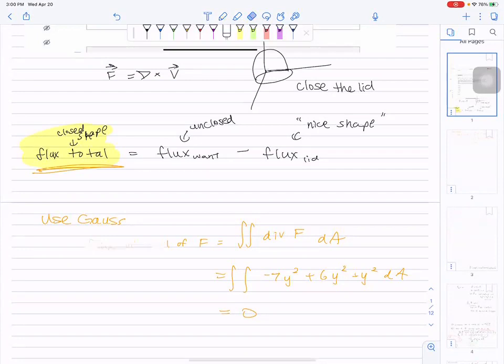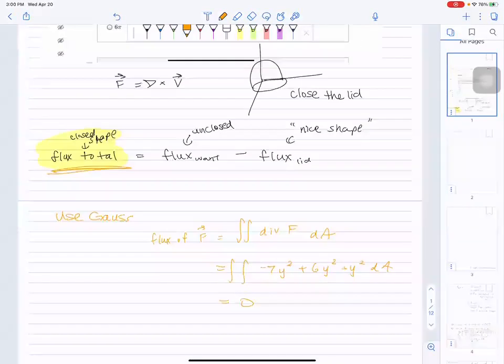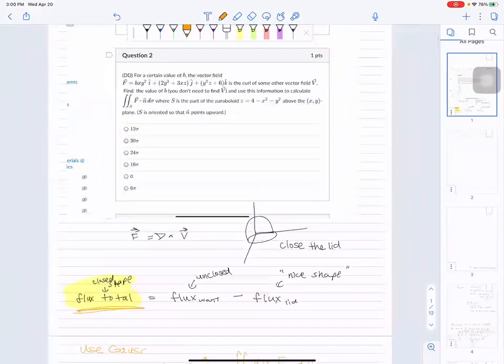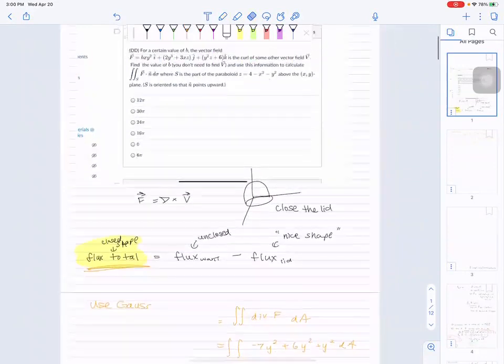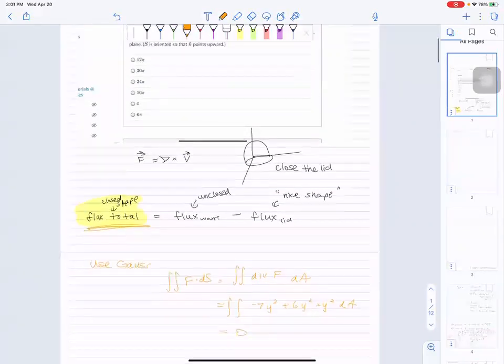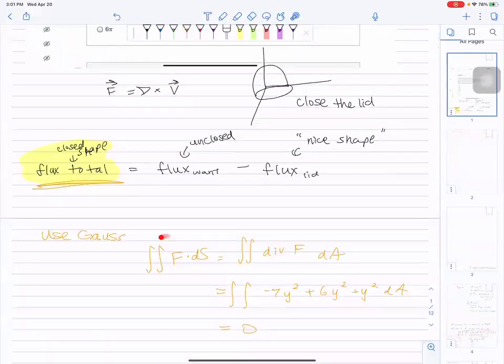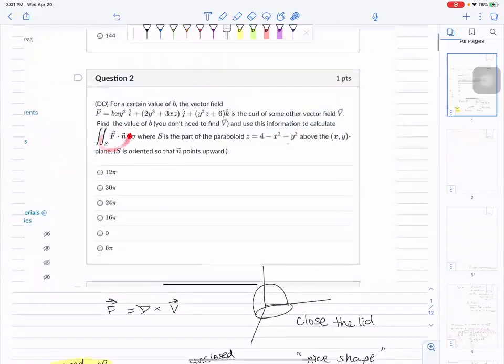Wait, the flux would be of the curl. Okay, maybe not flux. Flux of F. But isn't flux of F the flux of the curl of V? Are you finding the lid or the entire shape? We're trying to calculate F dot dS of the entire shape, because the question says we're trying to find F dot n d sigma, or F dot dS.